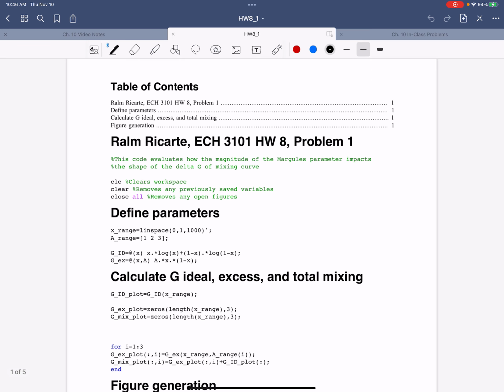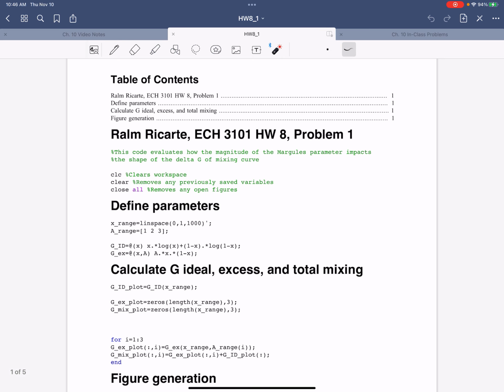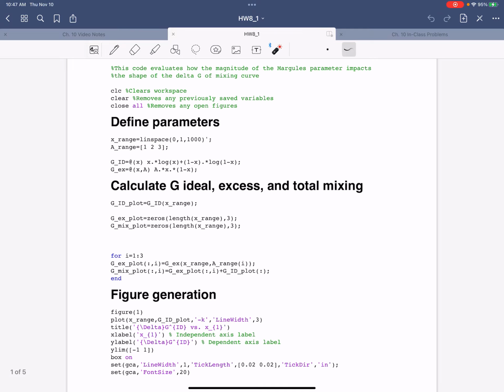Here's an example MATLAB code, and it's fairly simple. To start off, we clear out our workspace. First we define our parameters. We define a range of mole fractions from 0 to 1, with 1,000 data points. We then define another vector that stores our different A values, 1, 2, and 3. We'll then define anonymous functions to describe our delta G of mixing for the ideal solution, which is this, and then our excess molar Gibbs energy, which will be this.